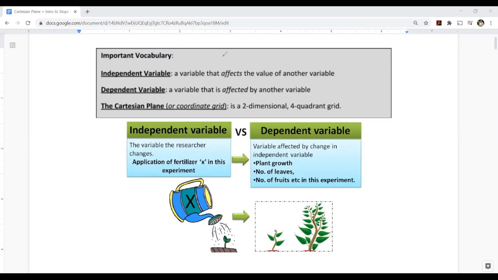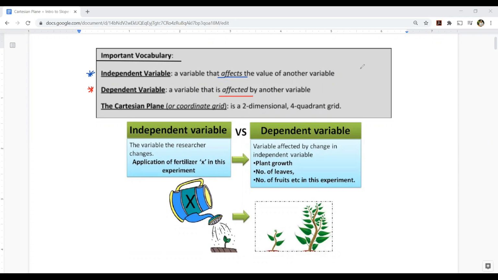So let's get started. First things first, there is some important vocabulary for us to remember. Graphs, and linear relations in particular, usually compare two things. We have the independent variable, which is the one that affects another variable, and the dependent variable, which is the one that is affected, or the one that depends on the other variable.